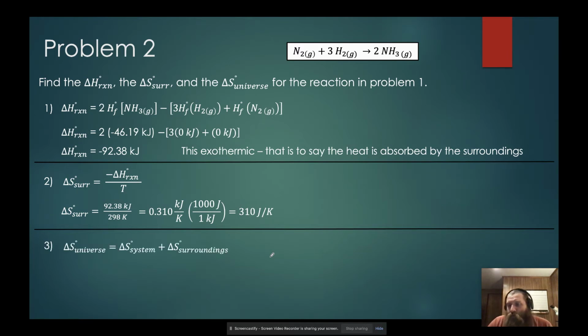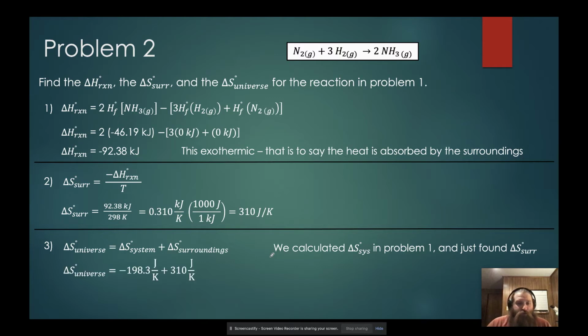Now, the entropy of the universe is really easy to calculate now. We calculated the delta S of the system in the first one. We just now got delta S of the surroundings, and so we're just going to plug those things in. So in the previous question, we got negative 198.3 joules per Kelvin plus 310 joules per Kelvin, and we see that the delta S of the universe is positive 112 joules per Kelvin.